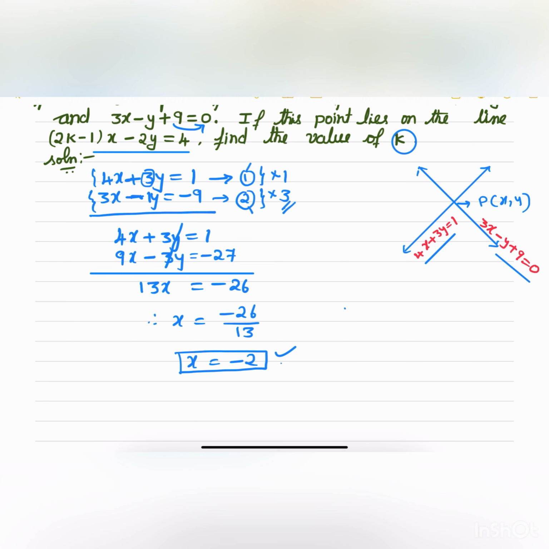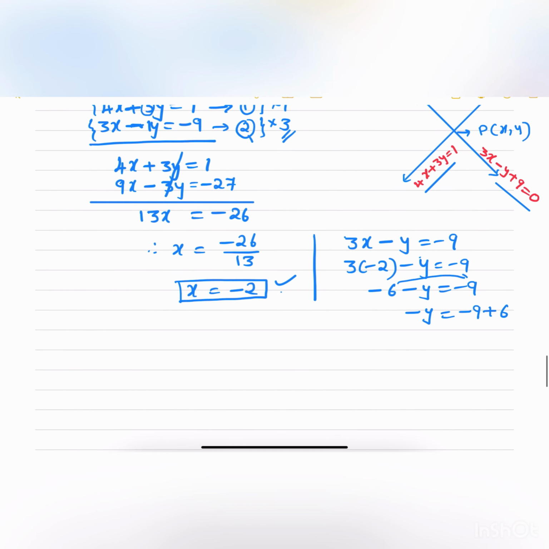So let me substitute in equation 2. 3x minus y is equal to minus 9. And in this, let me substitute minus 2 for the x value. So this is minus 6 minus y is equal to minus 9. Minus y is equal to minus 9 plus 6. So if this is shifted to the right side, it becomes plus 6. Minus y is equal to minus 3. y is equal to 3. Therefore, the point will be P of xy, P of xy is equal to P of minus 2 and 3.